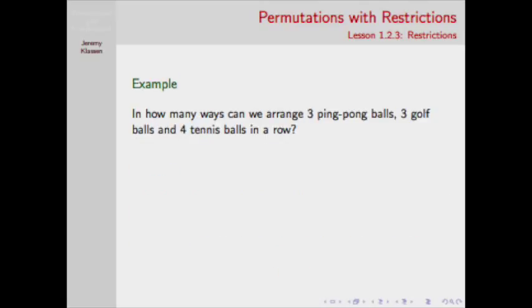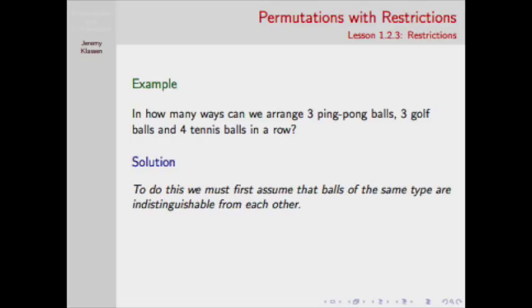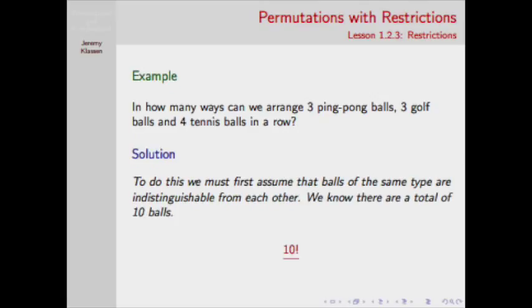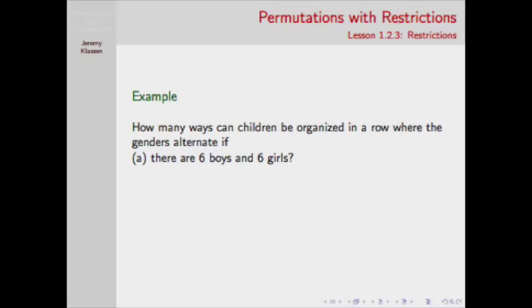Now for a different variation on the permutation theme here. In how many ways can we arrange 3 ping pong balls, 3 golf balls, and 4 tennis balls in a row? Now in a question like this, you really do have to assume that the balls of the same type are completely indistinguishable from each other. So we can tell just by a quick count that there are 10 balls in this problem, and thus there are 10 factorial ways of permuting that group. But because of the repetition of the balls here, we'll have to divide by the 3 factorial for the ping pong balls, 3 factorial for the golf balls, and 4 factorial for the tennis balls.